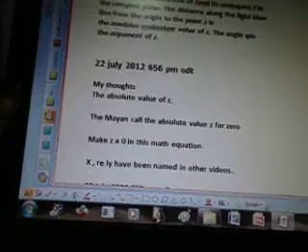Yeah, there you go. July 22nd. My thoughts: the absolute value of z. The Mayan called the absolute value of z for 0. Make z a 0 in this math equation. X, Re, Im, y have been named in other videos in the WOW data.